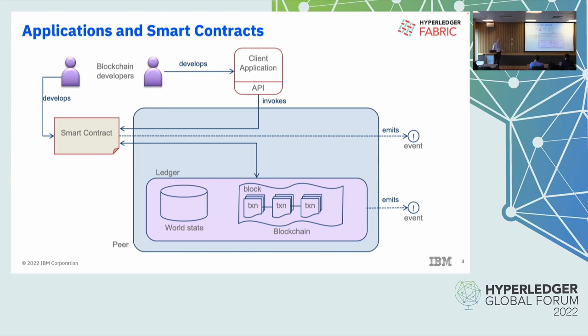So what I'm going to do now is start focusing on the topic of this talk. I just want to give you a picture of one component of Fabric, which is the peer. A blockchain network will run multiple peers across multiple organizations. But inside the peer is the ledger itself, and the ledger is made of two components.